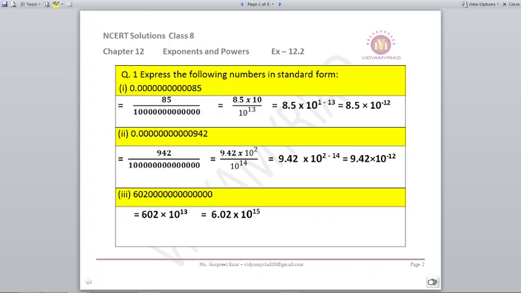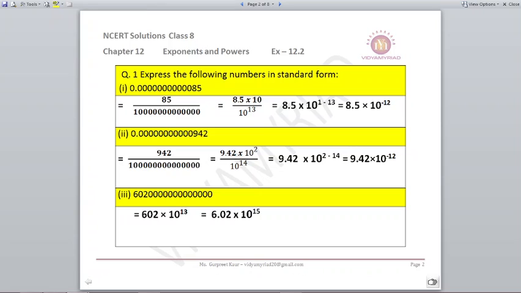Next, in the next case you have 0 point so many zeros and 942. So I will write it in a fraction form for an easier way. It becomes 942 divided by 1 and 14 zeros. It has 14 places, you can count and see, and it then becomes 9.42. I will keep it as 2 decimal places, so it becomes 10 raised to power 2. It means the same thing, divided by 10 raised to power 14. We know the division rule, so it becomes 9.42 into 10 raised to power minus 12.